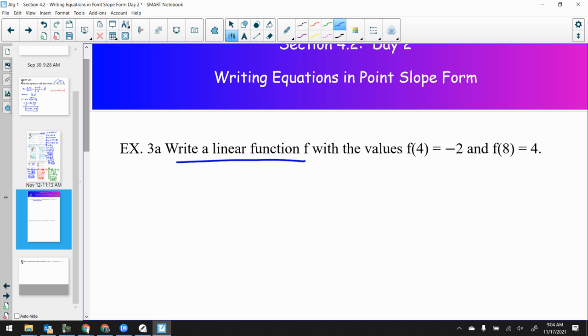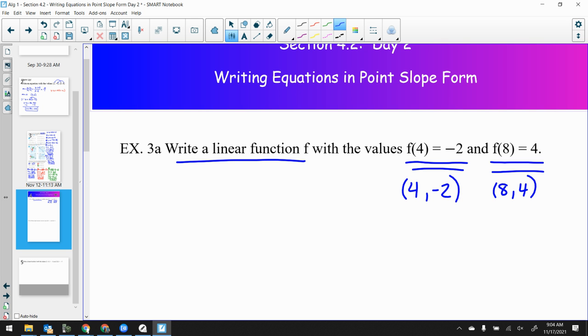Okay. So what is that first piece of information telling me? We did this the other day. We've already done this. 4 comma negative 2. Good. This is telling me that we have the coordinate 4 comma negative 2. Right? Input 4, output negative 2. What is this, f of 8 equals 4, telling me? 8 comma 4.